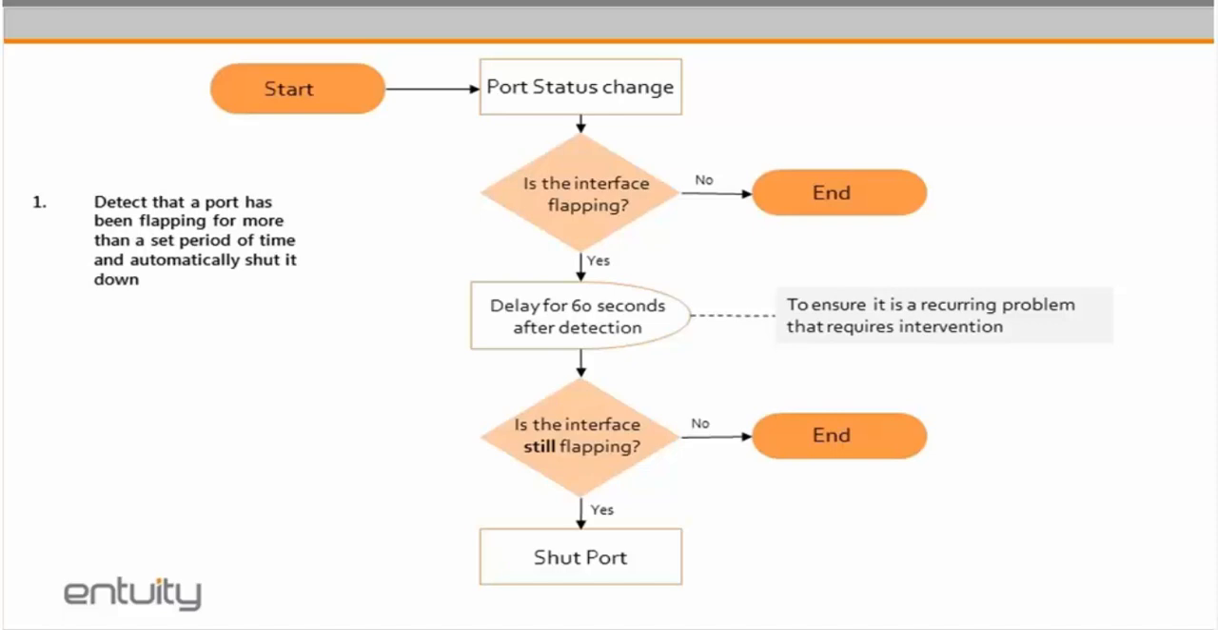here. It's where we have a 60-second pause, and that, remember, is to ensure that it's a recurring problem and that we need to intervene here. If the interface has flapped in the past and then 60 seconds later it stopped, then we don't need to intervene. So after that 60 seconds, we're then re-asking the question, is this interface still flapping? And that's determined by the fact that the incident is still in an open state after the 60-second period. If it's not, then we end at this point. We don't do anything. If the interface is still flapping, if that flapping incident is still open, then we want the system to shut down the port.